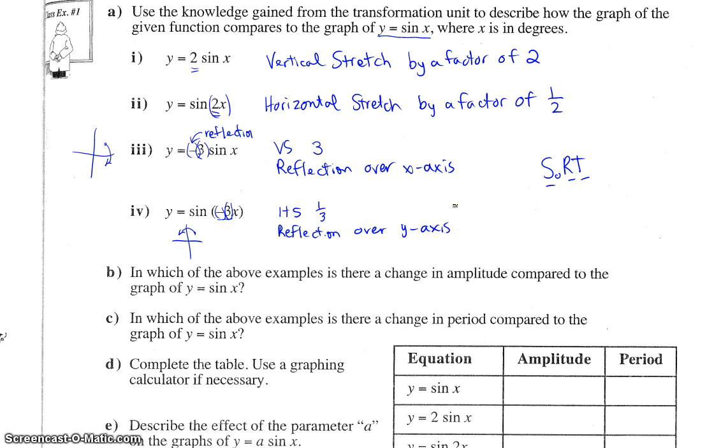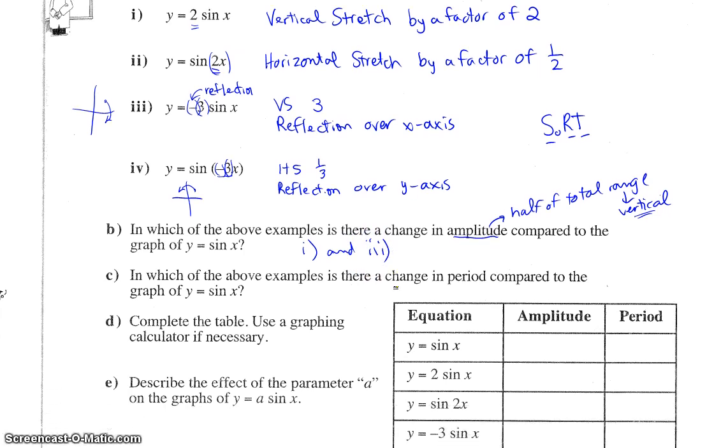Good. Okay, so in which of the above examples is there a change in amplitude compared to the graph of y equals sine x? So amplitude was half the total range. Now range is something vertical, right? So if we're going to affect amplitude, we need to be looking at something that affects the vertical characteristics, and that would be a vertical stretch. So I guess that would happen wherever we had a vertical stretch, so it would be I and III. There we go.